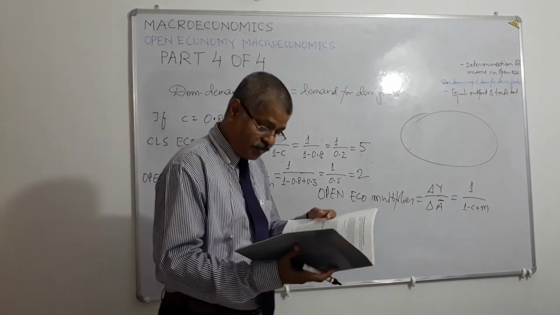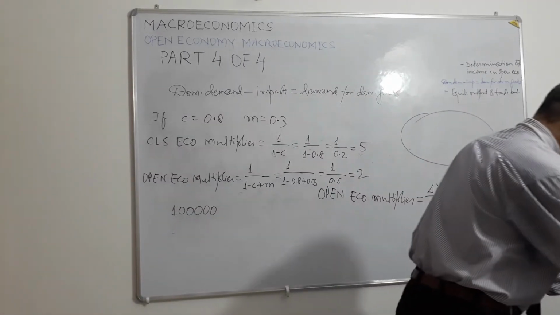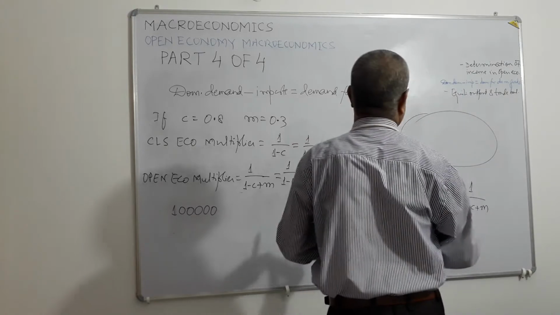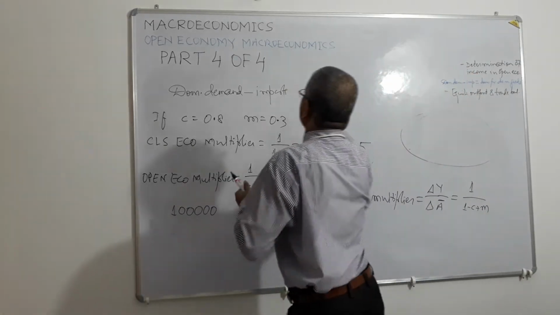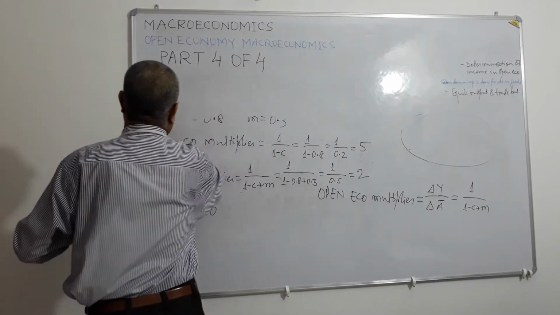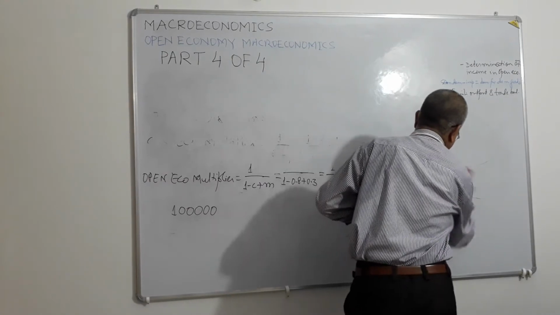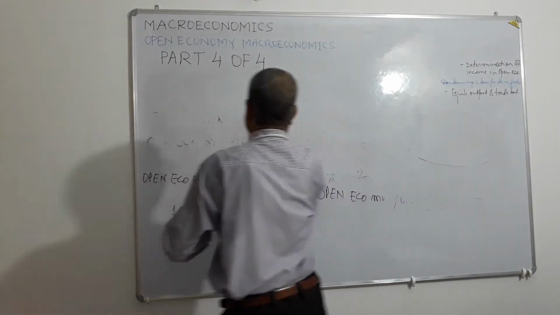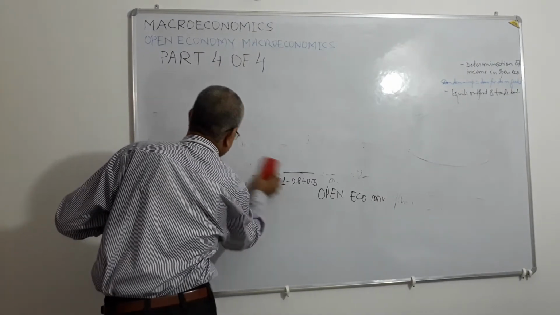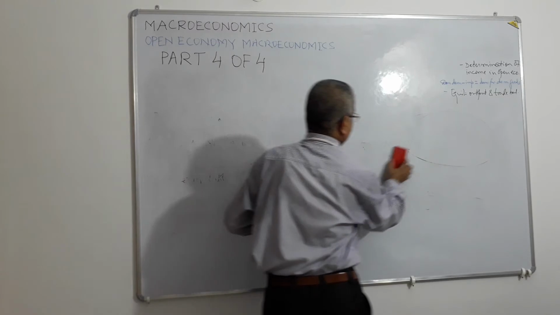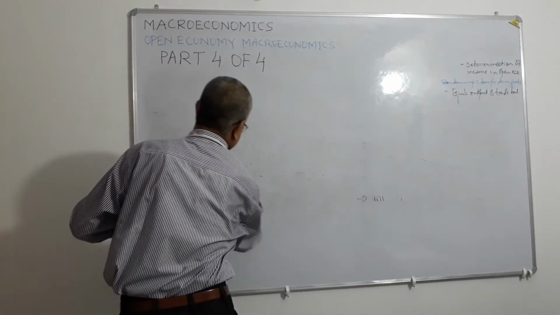So now we go to equilibrium output and trade balance. What is that? Equilibrium output and trade balance. What is trade balance? Where exports and imports are equal, right? We'll see here.